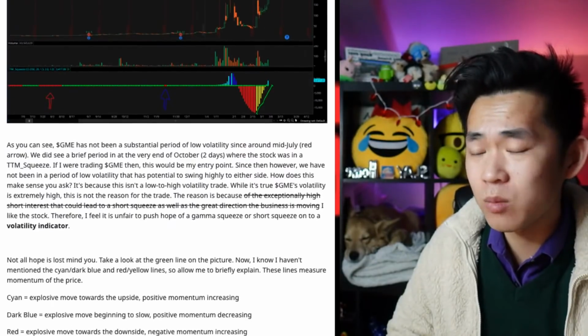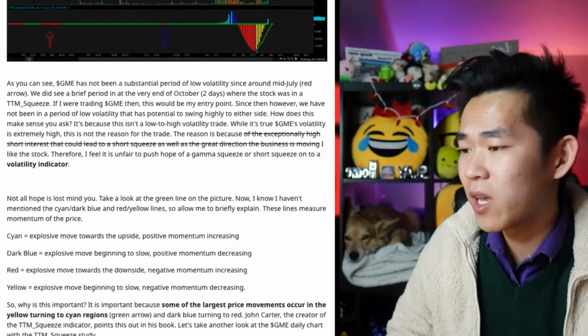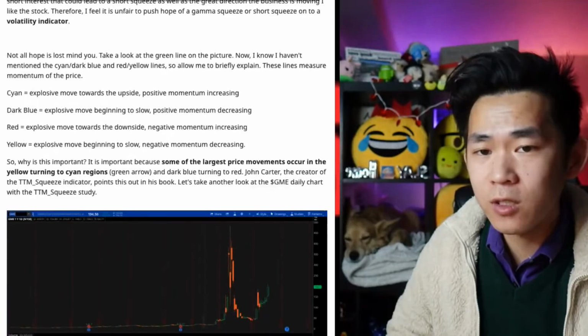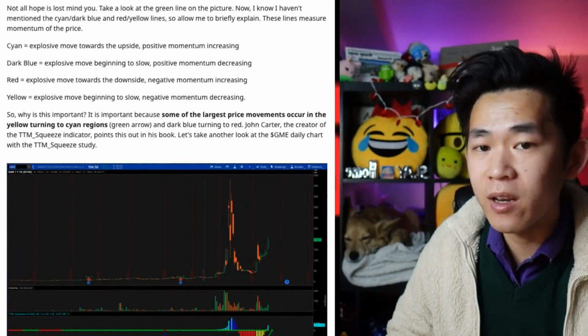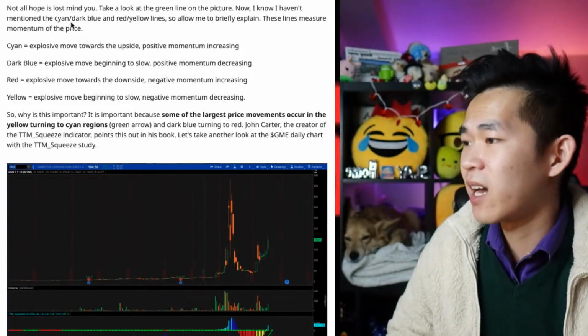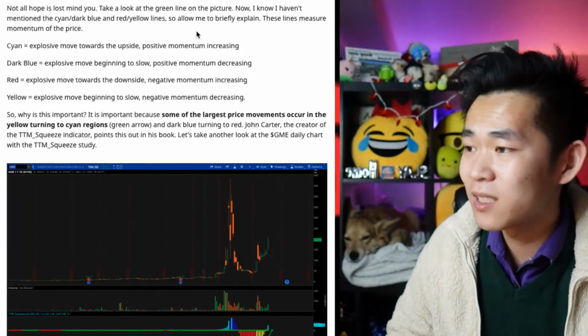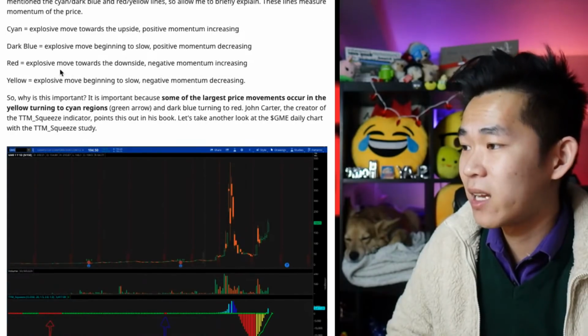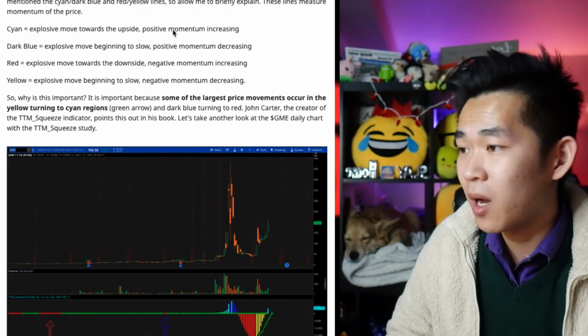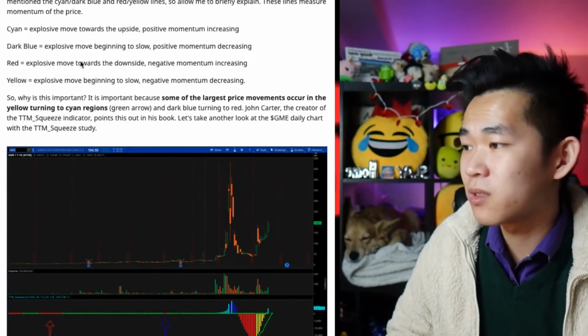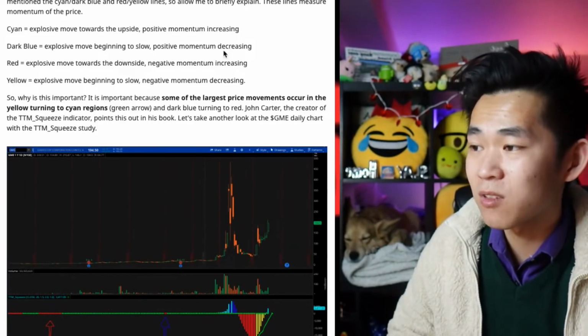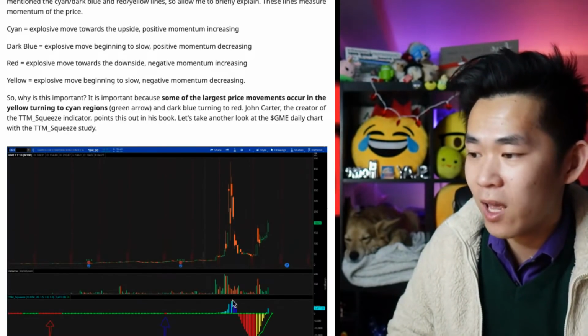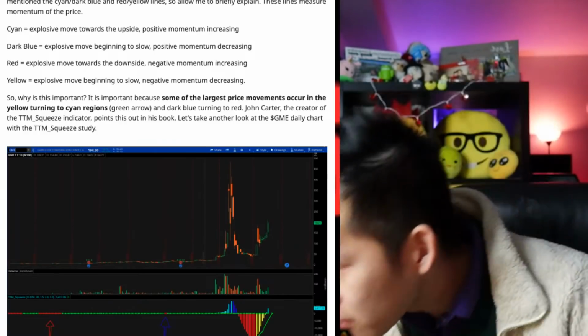Not all hope is lost, mind you. Take a look at the green line on the picture. Now, I know I haven't mentioned the cyan, dark blue, red, and yellow lines, so let me briefly explain. These lines measure momentum of the price. Cyan is explosive move towards the upside, positive momentum increasing. Dark blue is explosive move beginning to slow, positive momentum decreasing. We see it here at the very end, very hard to see.